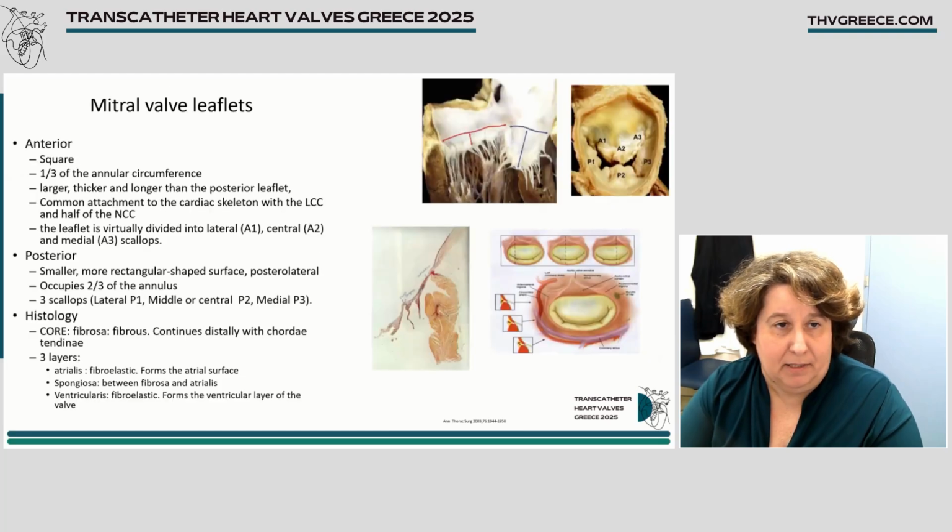Going on to the mitral valve leaflets, there are two leaflets, the anterior one, which is almost square. It occupies 1/3 of the annular circumference, and it has common attachment to the cardiac skeleton with the left coronary cusp and half of the non-coronary cusp. It's virtually divided into 3 scallops, A1, A2, and A3, while the posterior leaflet is smaller. It occupies 2/3 of the annulus and also has 3 scallops, the lateral P1, a middle P2, and a medial P3.